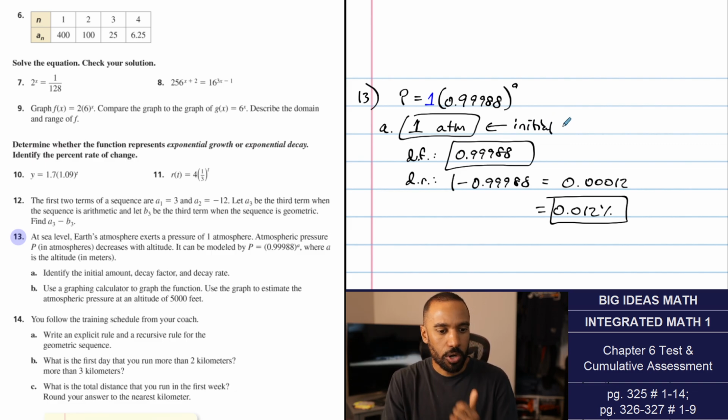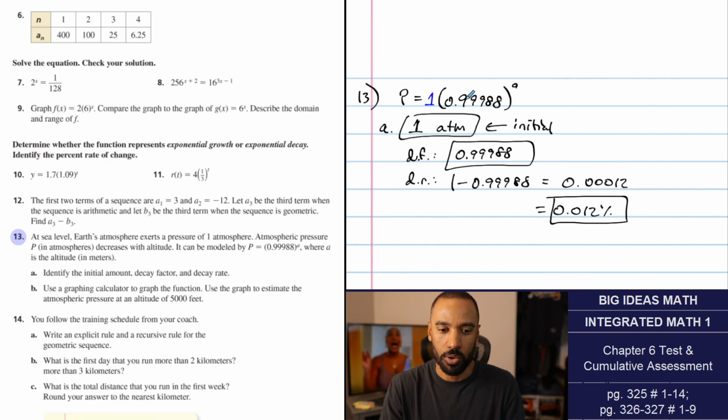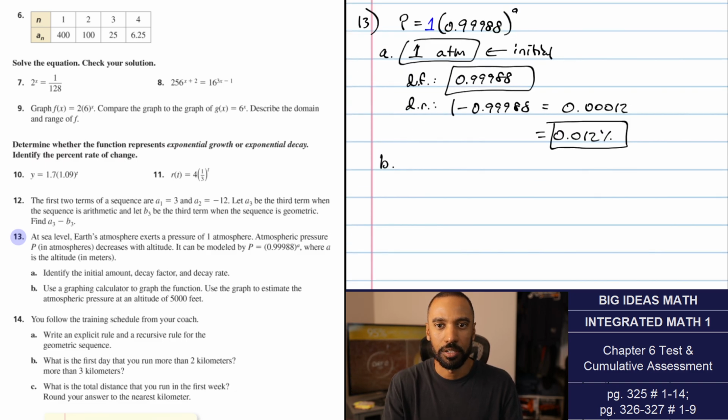Part B, use a graphing calculator to graph the function. Use the graph to estimate the atmospheric pressure at an altitude of 5,000 feet. So, okay, let's go to the graphing calculator. So we'll type in 0.99988 to the x power.